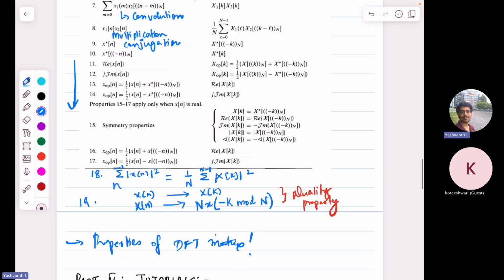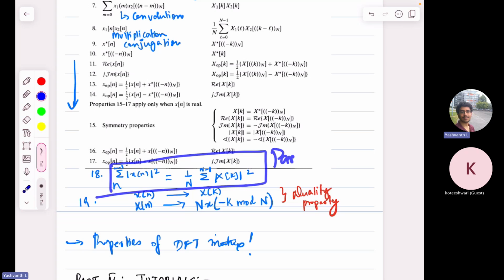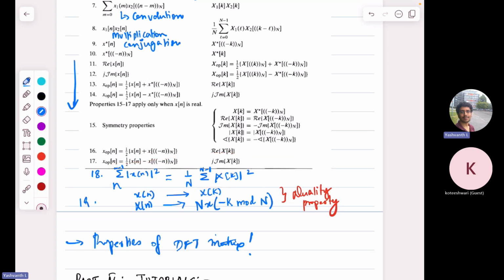Okay. And one more property is basically Parseval's relation, which says that the energy in the time domain signal is equal to 1 by N scaling times the energy in the frequency domain signal. So this is basically called Parseval's relation. The physical significance of Parseval's relation is that the energy in the time domain is equal to the energy in the frequency domain.